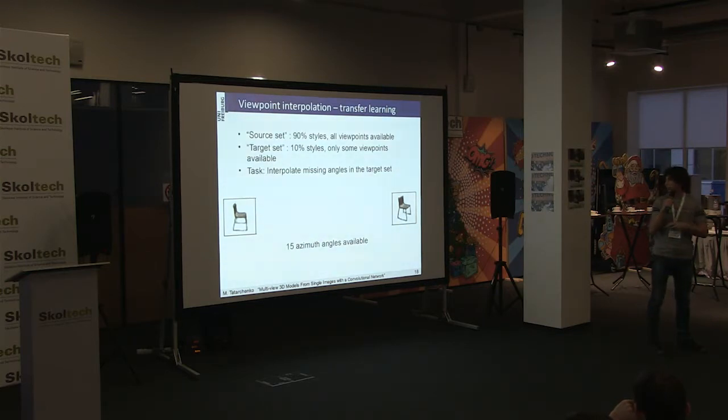For example, here we will only use 15 azimuth angles out of 31 available in total for this 10% of chairs. But at test time, we can still request to generate all possible viewpoints. And the network will need to do something called transfer learning, so to transfer the knowledge it has learned on some other task, on some other objects onto those objects. The results look like this. It can interpolate the rotation even though it hasn't seen certain angles for this particular chair.